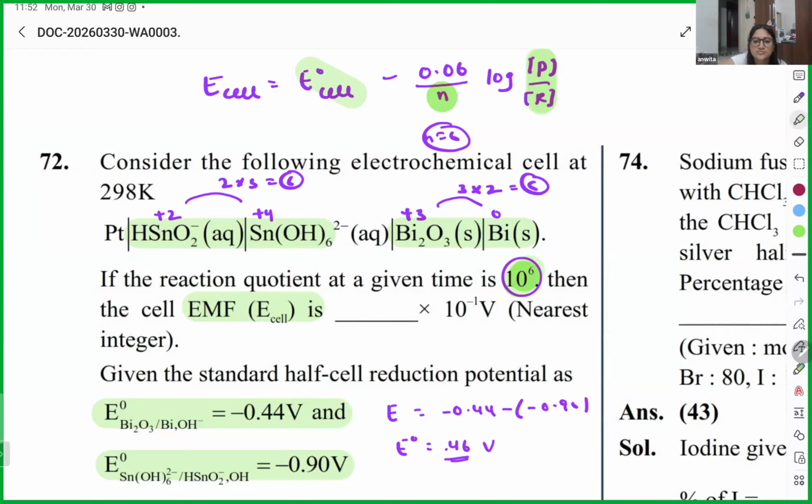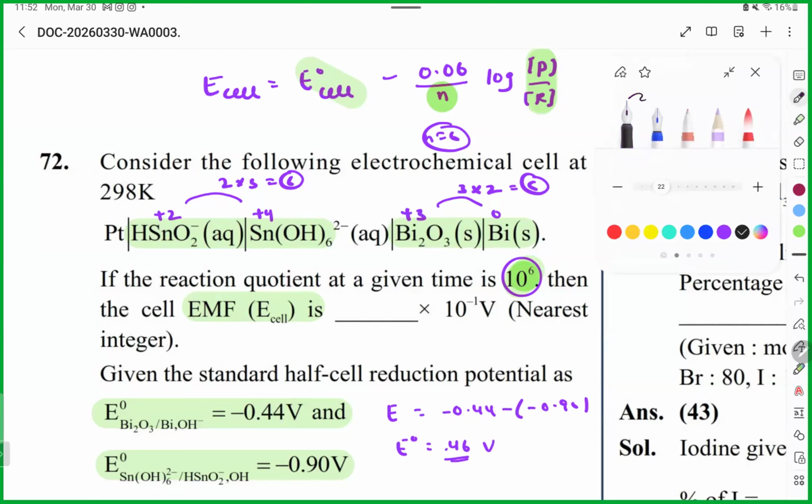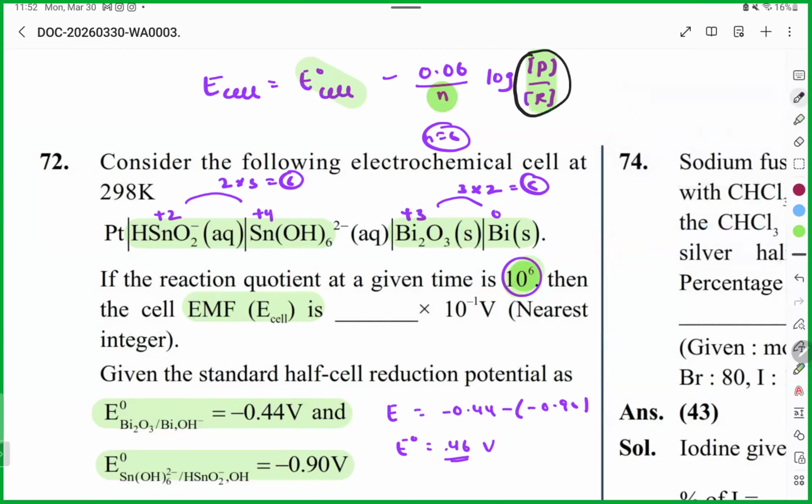Sir, what is P? Product by reactant. What is the value? 10 raised to power 6. P by R, total value, because total product value by reactant according to chemical equilibrium. This is Kc or Qc. You can write Kc or Qc. Reaction coefficient is Qc. Both are equal.